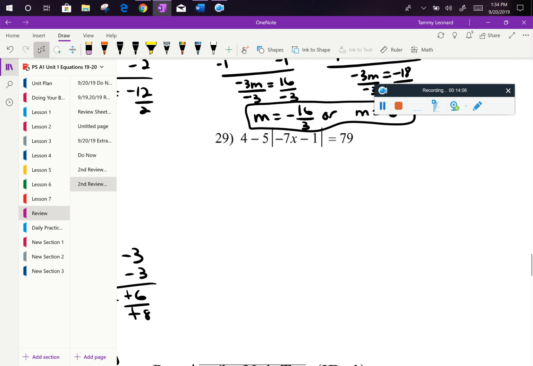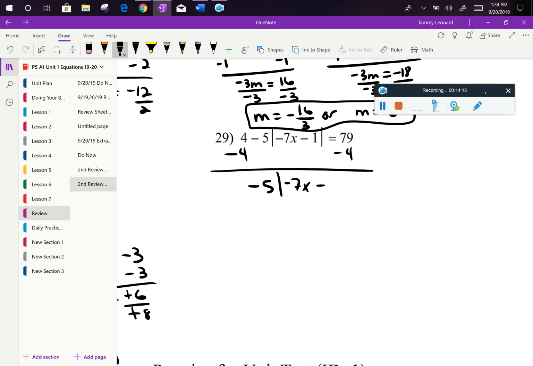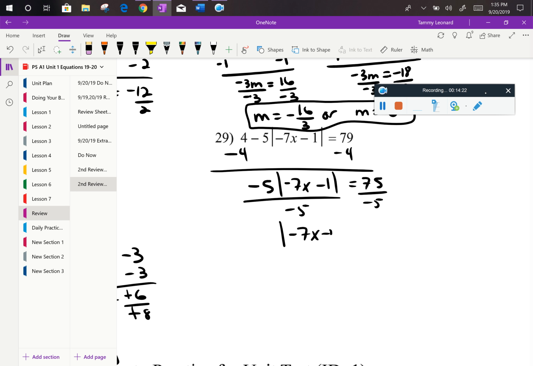And the last problem, we're going to start by subtracting 4 from each side. Negative 5 times the absolute value of negative 7x minus 1 is equal to 75. Dividing both sides by negative 5, we have the absolute value of negative 7x minus 1 is equal to 75 divided by negative 5, negative 15.